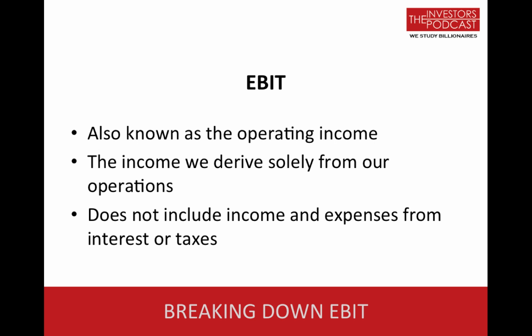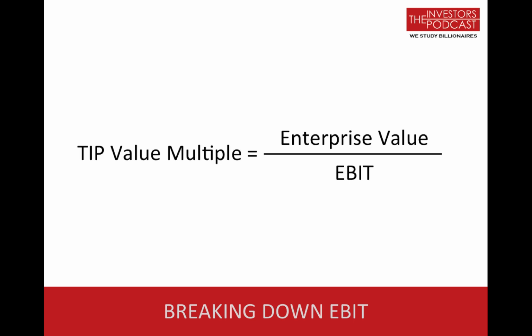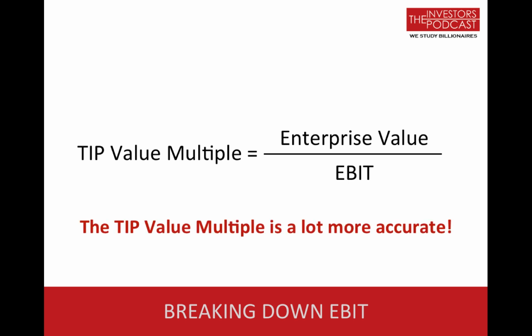I'm sure you saw before the power of the gross profit. But again, since the cost structure across industries varies greatly, as we discussed with Nike and Microsoft, a metric that's a lot better to compare is EBIT. Let's take a step back and briefly relate this to the enterprise value in the TIP value multiple. I'm sure you can see what I meant when I said early on in this module that it is somewhat similar to the price to earnings. But as you can see in this module, it's a metric that's a lot more accurate and truly shows the cost of acquiring a business and provides a comparable metric for the actual profitability.